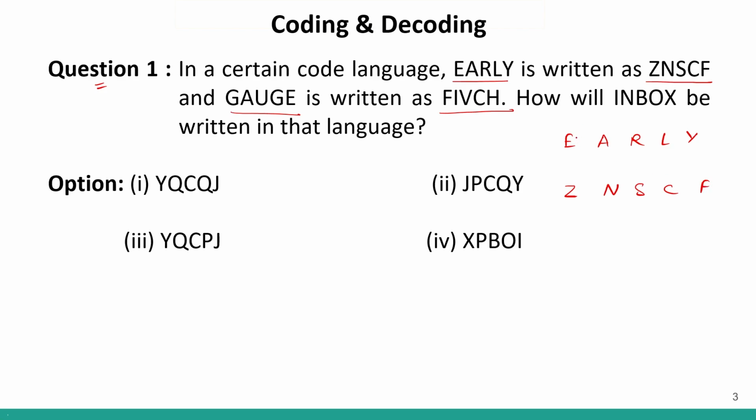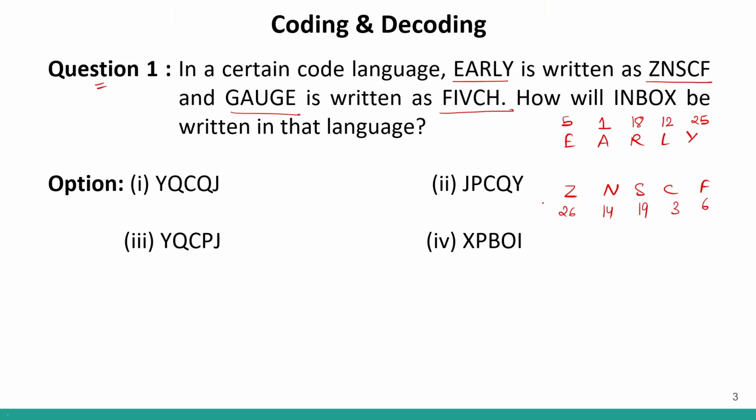So E, I am using forward ranks. E's forward rank is 5. A's forward rank is 1. R's forward rank is 18. L's forward rank is 12. And Y's forward rank is 25. Similarly, Z's forward rank is 26. For N it is 14. For S it is 19. For C it is 3. And for F it is 6. Now, I cannot see a relationship between 5 and 26, 1 and 14, 18 and 19.